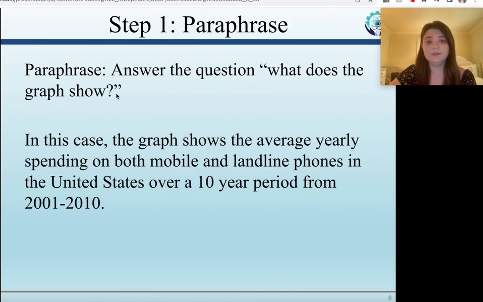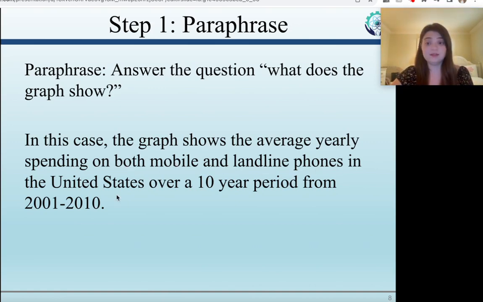So, one example for paraphrasing is we could say, in this case, the graph shows the average yearly spending on both mobile and landline phones in the United States over a 10-year period from 2001 to 2010, right? So there we go. We talked about what it shows. It shows the average yearly spending. And also, we mentioned that it's both mobile phones and landline phones.